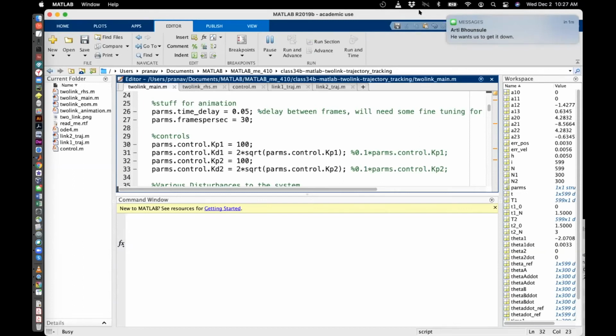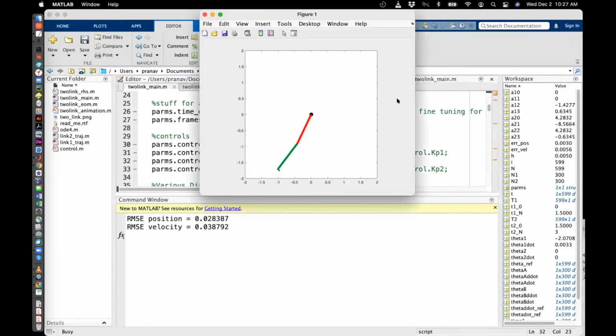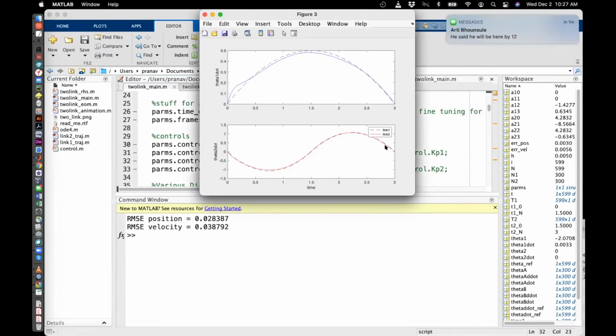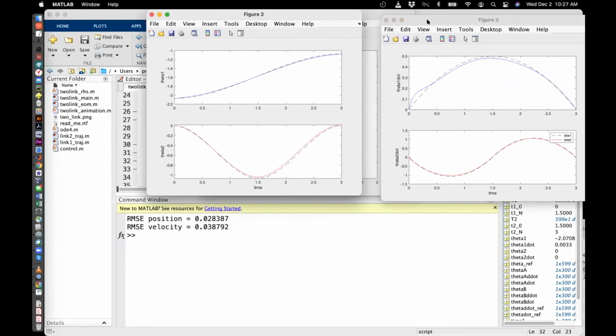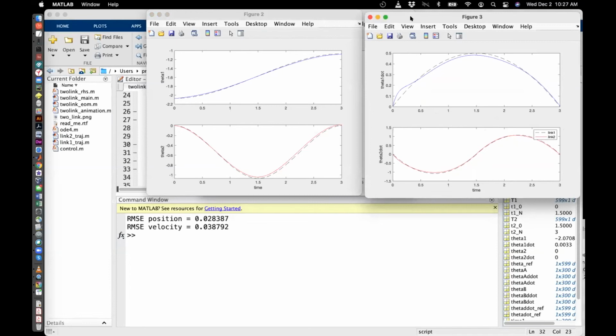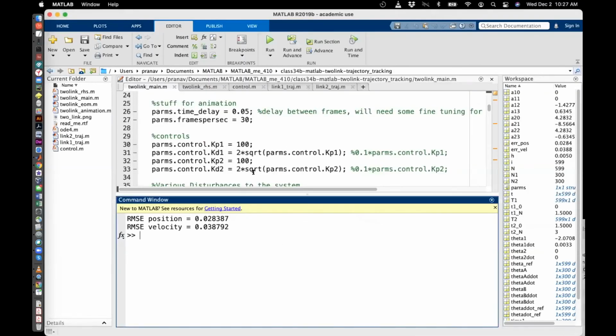not tracking the trajectory. You don't quite see it in the animation, but you'll see that if you look at the graphs. Okay, there it is. Okay, let me keep it to 100.